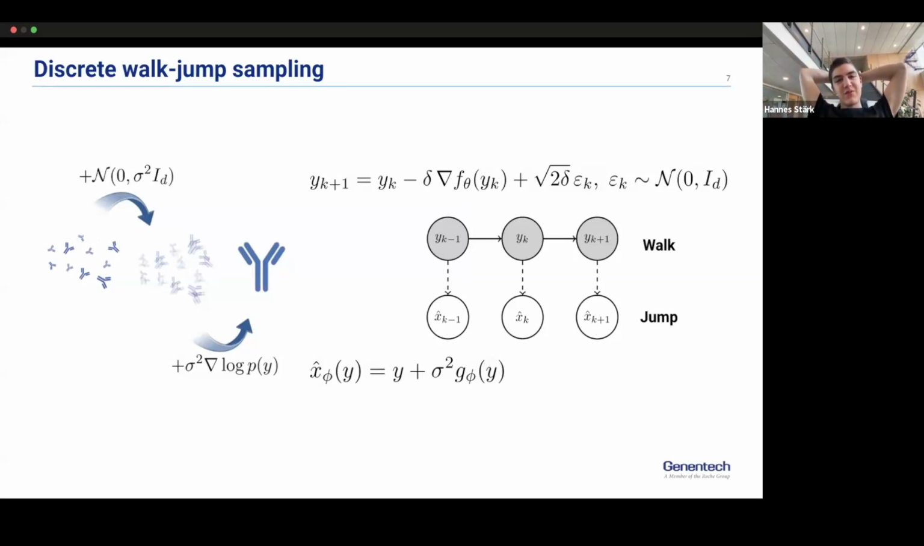Yeah, so discrete walk-jump sampling, right? We have our smoothed out energy landscape, and a Boltzmann distribution defined by that. And now you do Langevin dynamics in that, Langevin MCMC. Do you then actually reject some steps? Great question.